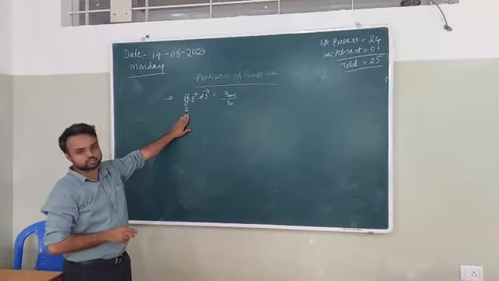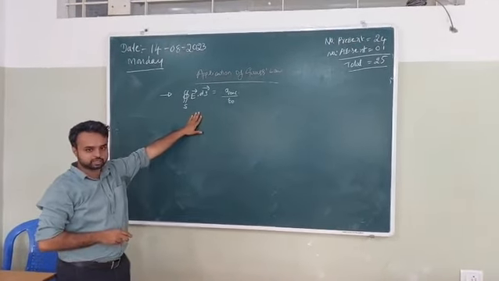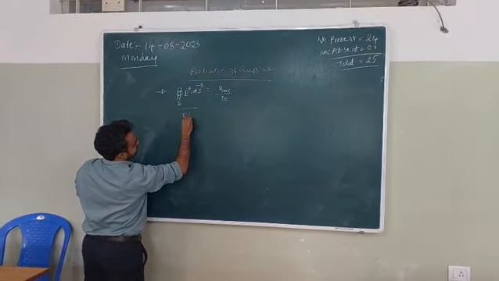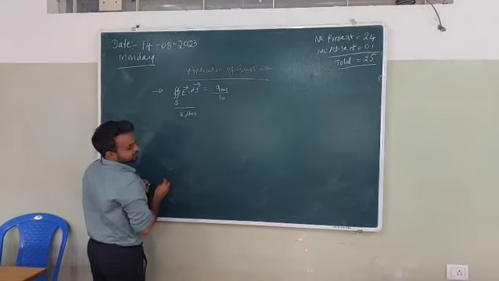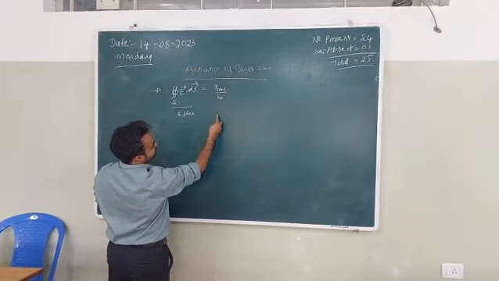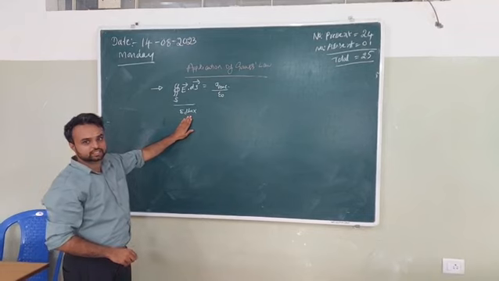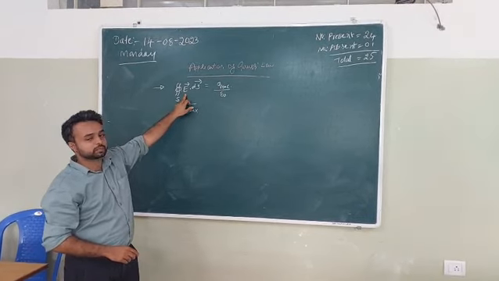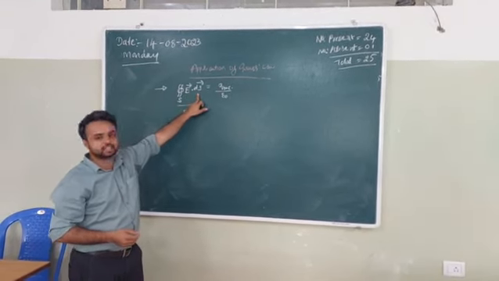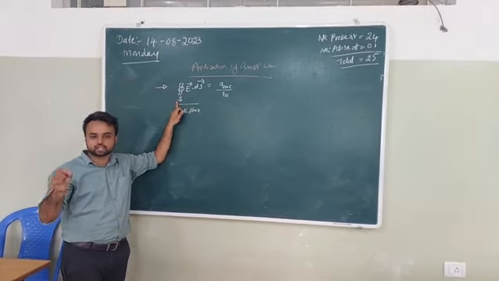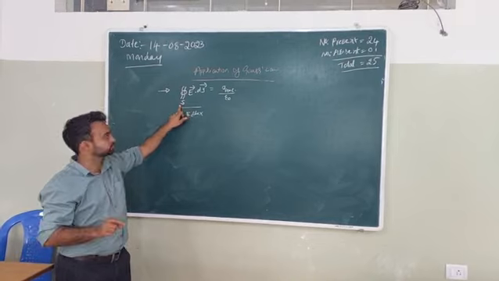First we have to learn what this statement means. The left hand side is nothing but electric flux. The right hand side is 1 by epsilon naught times Q enclosed. Now what is electric flux? Electric flux is nothing but the dot product between the electric field and the area vector ds. And what is S here? S is any hypothetical closed surface.